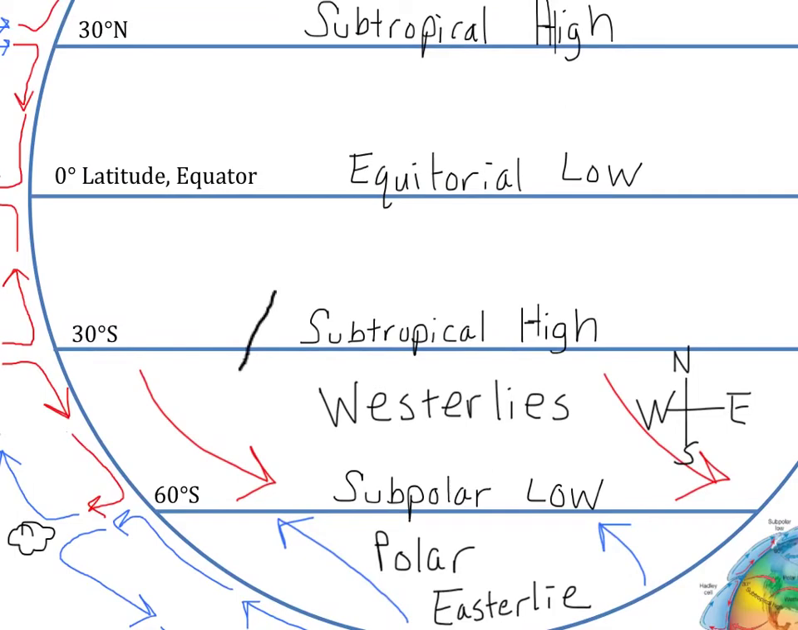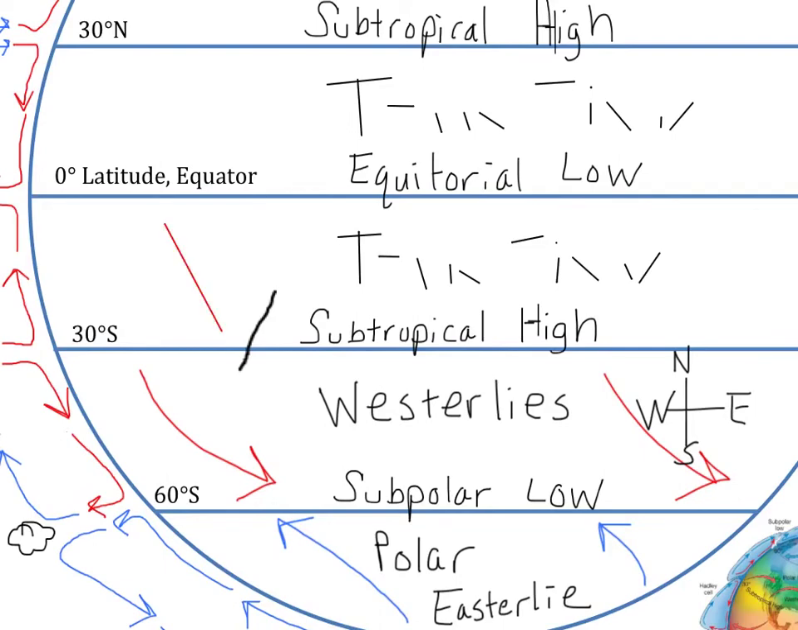Then in the tropical regions, we have what are called the trade winds. And that's on both sides of the equator. But just to distinguish the two, we also call them by their directions. Let's draw the arrows first. In the southern hemisphere, we're going away from the high towards the low, and our arrows are like that. In the northern hemisphere, our arrows look like that.